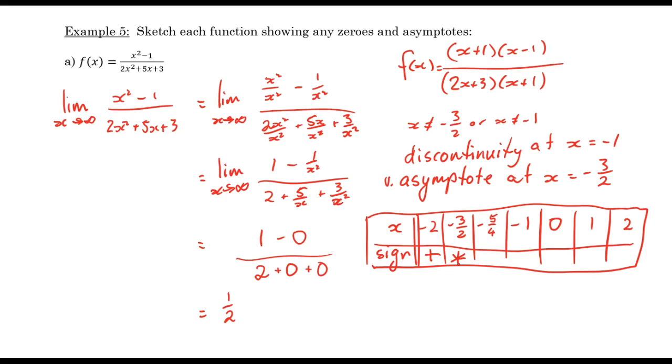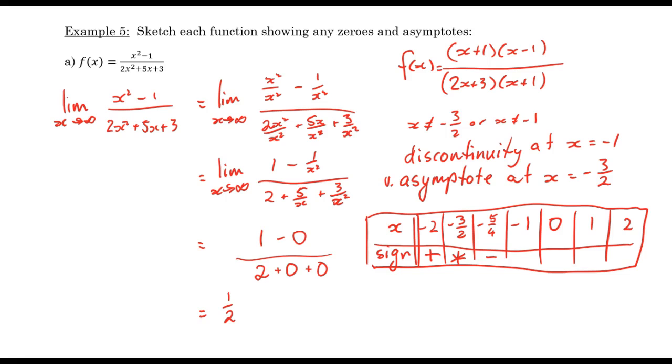Negative 5 over 4. Negative 5 over 4 plus 1 is negative. Negative 5 over 4 minus 1 is also negative. Negative times negative, my numerator is positive. My denominator, 2 lots of negative 5 over 4 is negative 5 over 2. Right, negative 5 over 2 is negative 2.5 plus 3 is positive. Negative 5 over 4 plus 1 is still negative. Positive times a negative is a negative. My numerator is positive. My denominator is negative. That means that the whole function is negative.